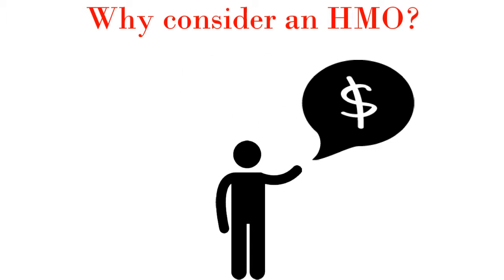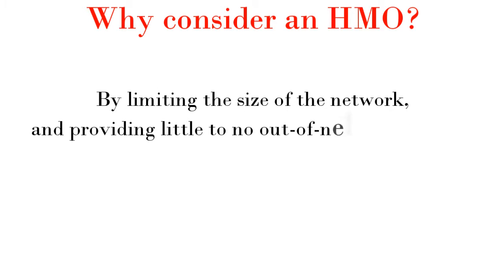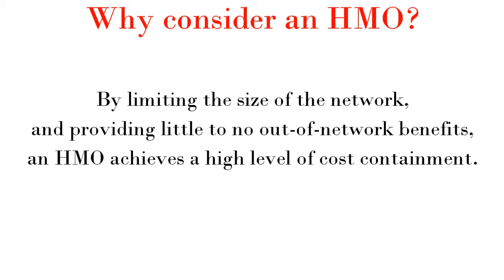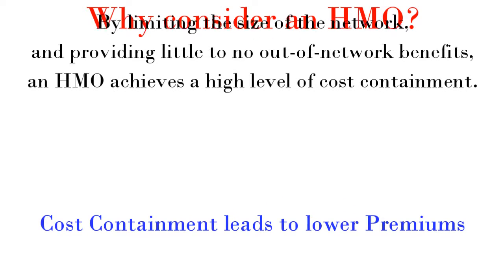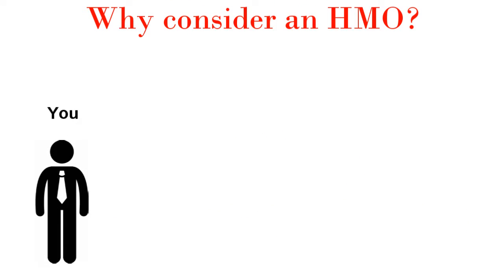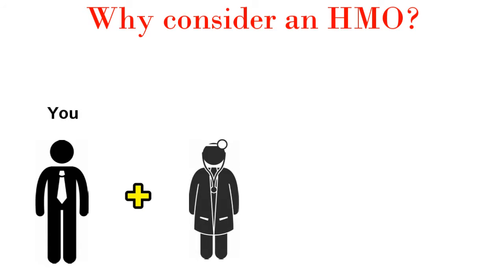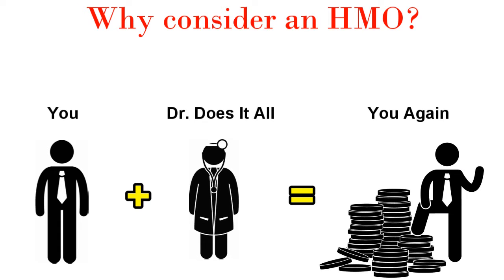In short, the cost. By limiting the size of the network and also providing no out-of-network benefits, an HMO achieves a high level of cost containment, which they in turn pass on to you in the form of lower premiums for the insurance. What does that really mean to you? Well, if you are willing to give up a little flexibility and commit to utilizing one doctor, your primary care physician, for your health care, then you may pay less in premiums than you would in a plan with a more open access approach.